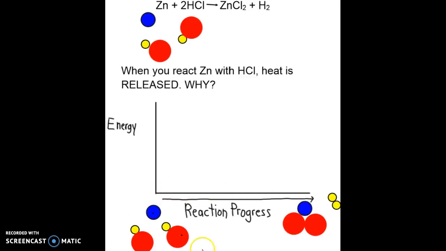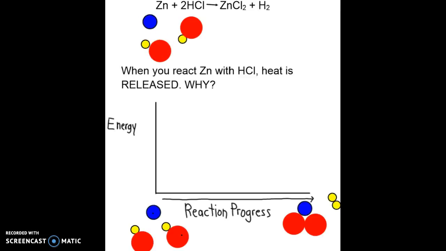So over here are our reactants. Here's our zinc and our hydrochloric acid. And as the reaction progresses, these atoms are going to break their bonds and rearrange to form new bonds over here. So these are our products. So I'm going to show you on the graph what is happening to the energy step by step as we're going through this reaction.